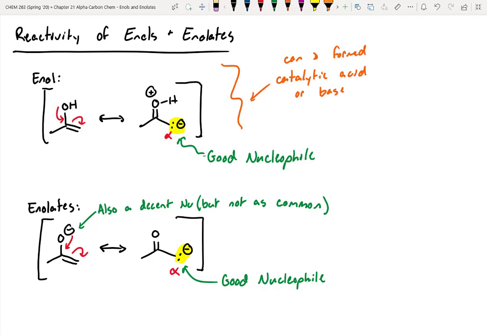And if we think about our enolates, we said that in order to form an enolate, you must use a really, really strong base, meaning we can't just throw generic hydroxide at most ketones and get a substantial amount of our enolate. So with these, we typically make these with strong bases.